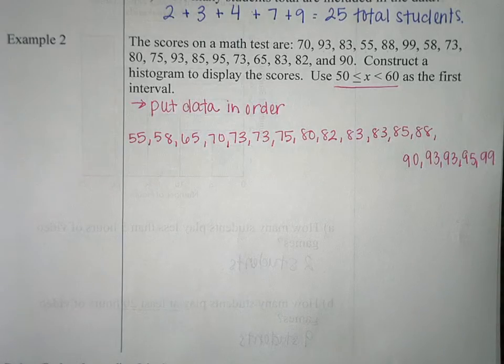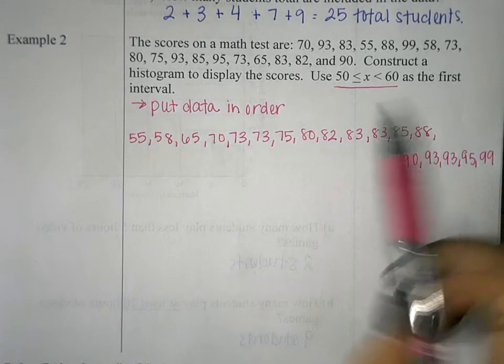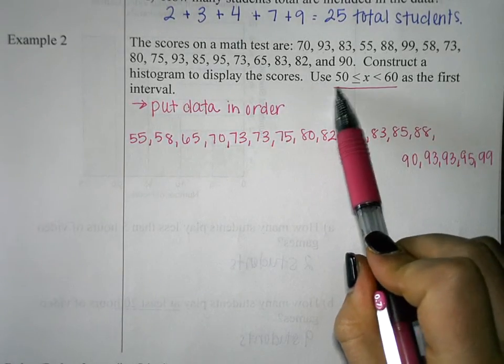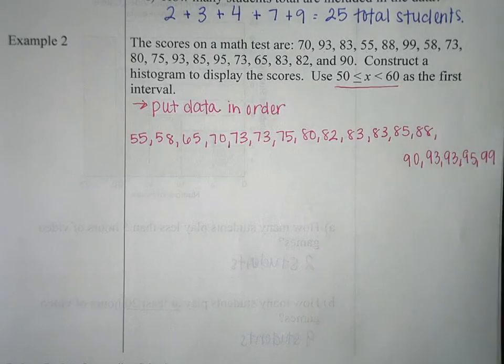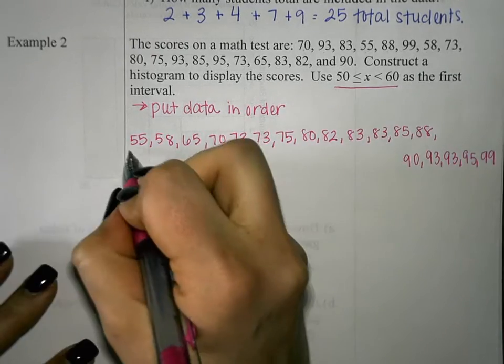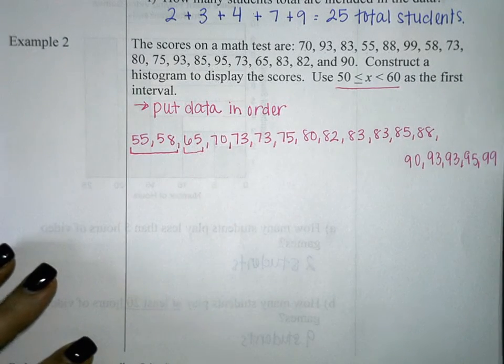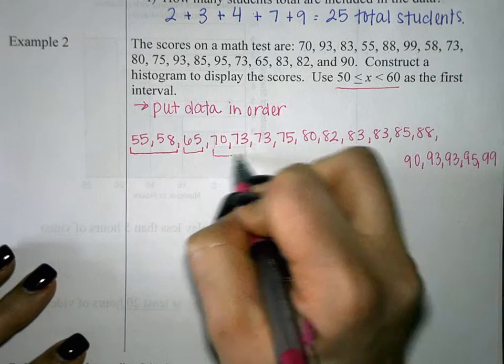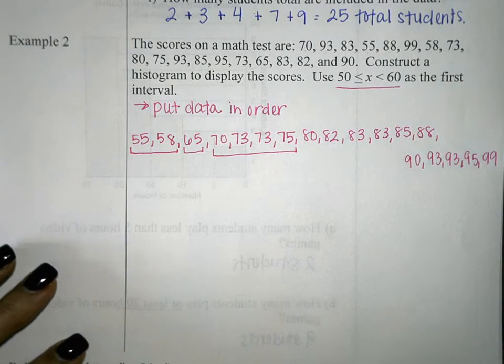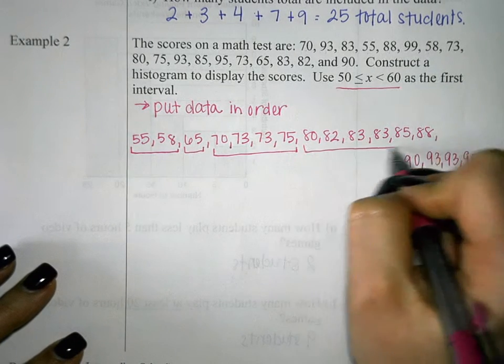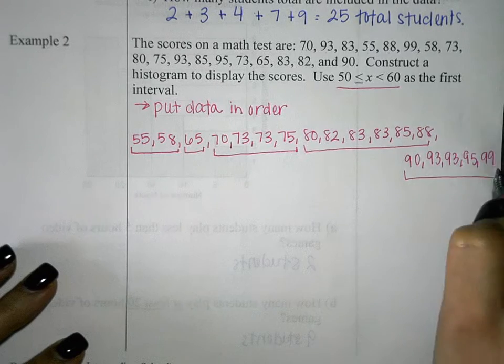After we put everything in order, because if you notice our first interval, they want us to use 50 to 60, so we're going to be doing intervals in terms of tens. So we want to group each of the data in terms of the tens place. So we're going to group first the 50s, and then the 60s. There's only one. We have 70s, 80s, and then the 90s.